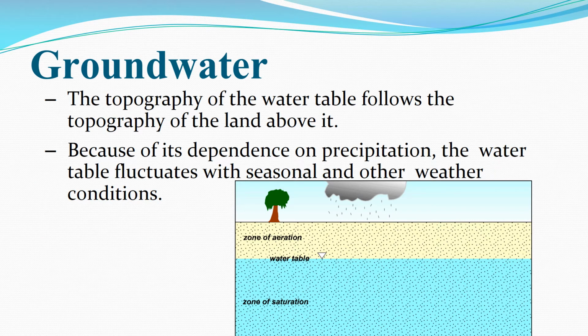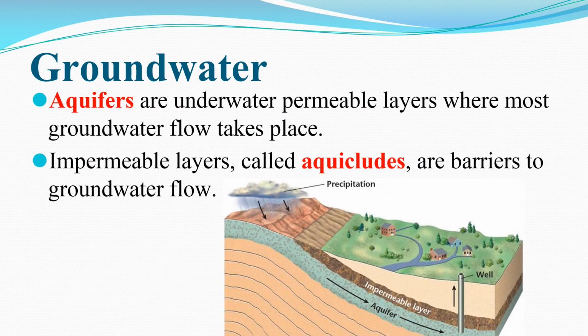The topography of the water table follows the topography of the land above it. Because it depends on precipitation, the water table fluctuates with the seasons and other conditions. So again, it will adjust to whatever is above it. It's basically an easy adjustment.